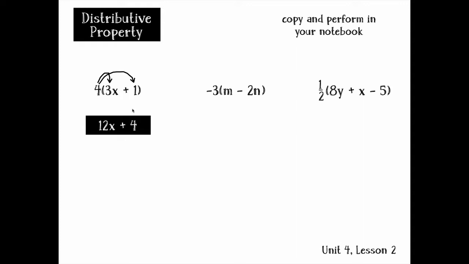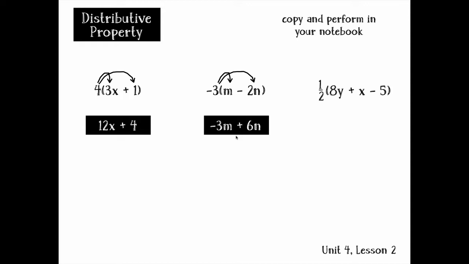Now in the second example, we're multiplying negative 3 times the difference of m minus 2n. So negative 3 times m and negative 3 times negative 2n. Now remember, negative times positive is negative, so negative 3m. And then a negative times a negative is a positive. Negative 3 times negative 2n gives me 6n. And since these are not like terms, that's as far as I can go. I can't simplify this any further.